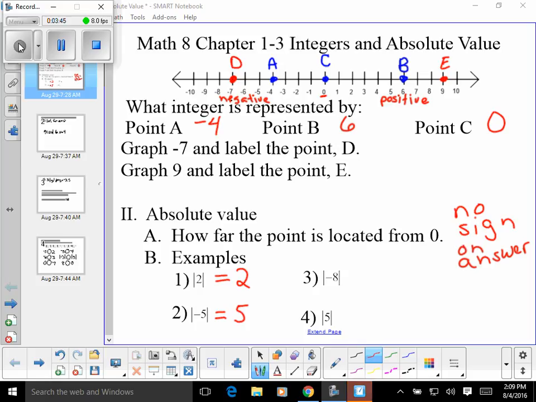Number 3, the absolute value of -8 is 8, because it's 8 units from 0, and 4, the absolute value of 5 is a 5 because it's 5 units away from 0. Notice that the absolute value of -5 and the absolute value of 5 are actually equal to one another. They're the same number. They are the same distance away from 0.